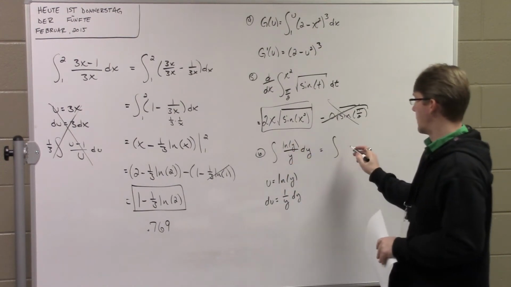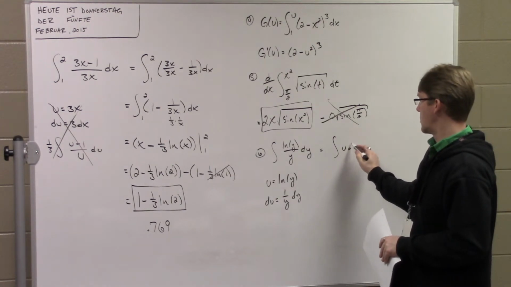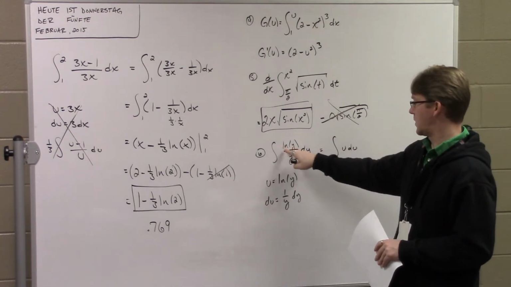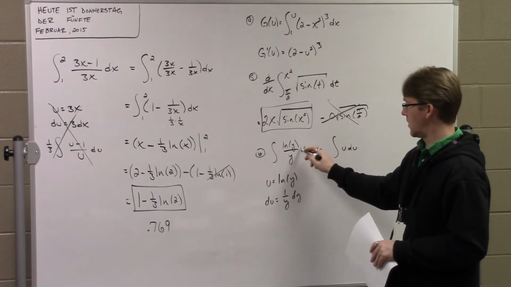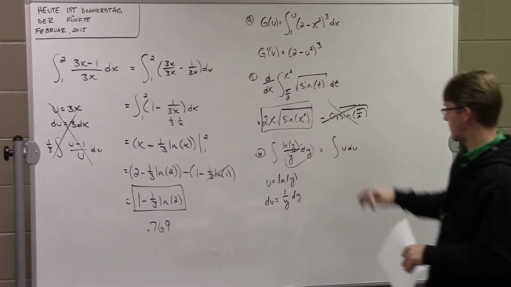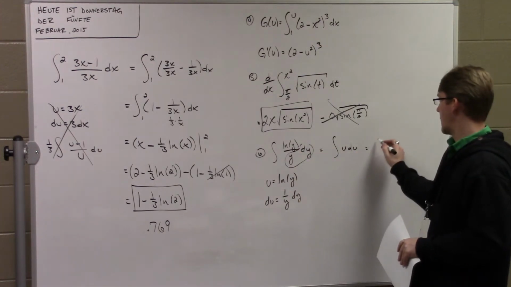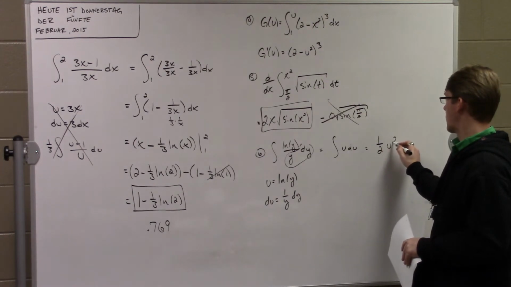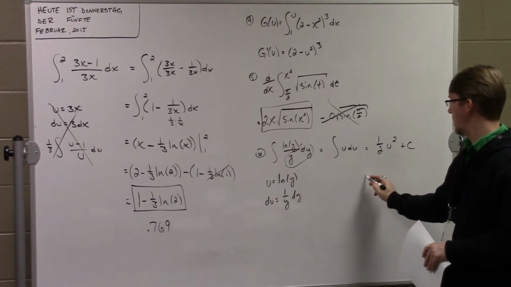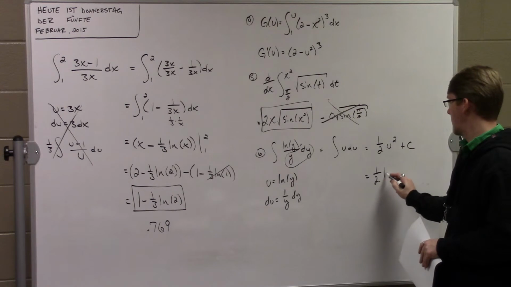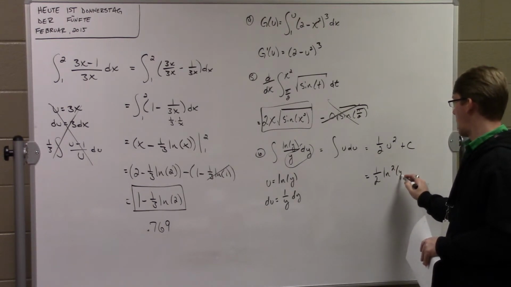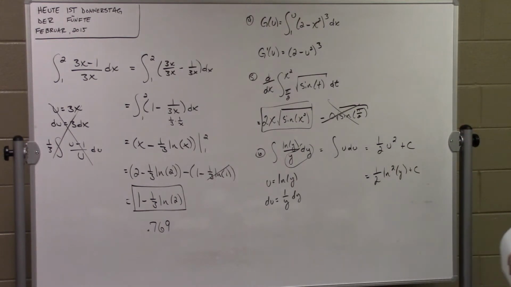This is the antiderivative of u du. This part, the natural log, becomes u, and all this stuff right here becomes the du. And that antiderivative is just 1/2 u squared. Don't forget your plus c. So 1/2 natural log squared of y plus c. Again, relatively straightforward on that one.